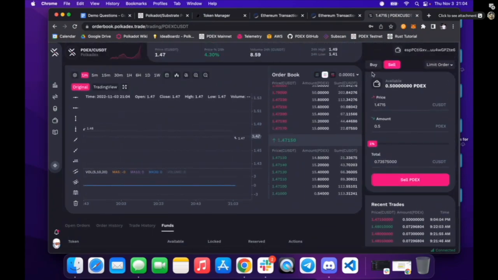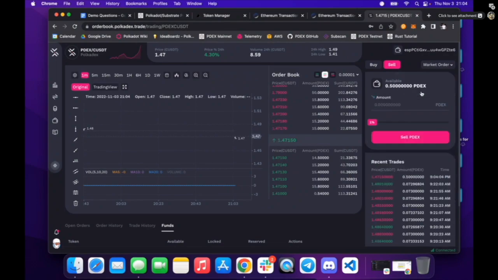Now, if I want to place a market order, so this order is going to get matched at the best market price. Again, I have 0.5 PDEX. Let's say I want to sell all of it.